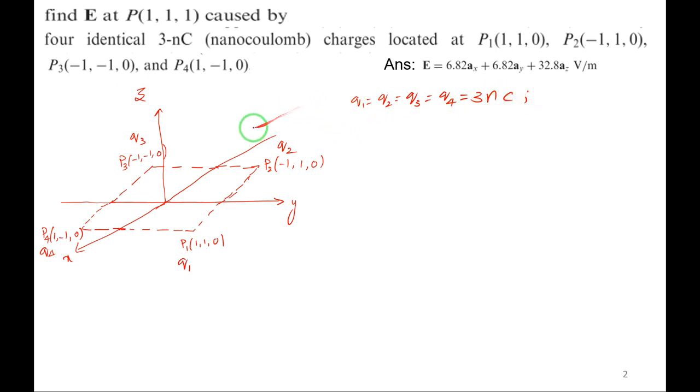Okay, and we want to find the electric field intensity at point P(1, 1, 1). So here X is 1, Y is 1, Z is 1, somewhere I will take it here, right? So this is point P(1, 1, 1), where we want to find the electric field intensity.